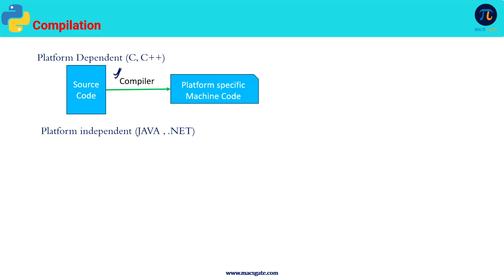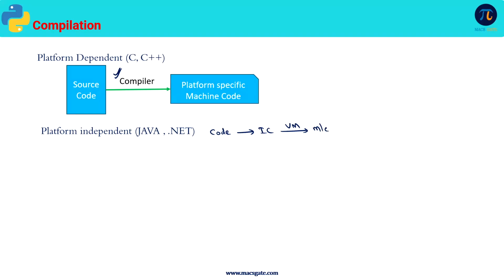Whereas in platform independent compilation, the compiler converts the source code into intermediate code. This intermediate code is a platform independent representation of the code. The intermediate codes are very simple instructions understood by the virtual machines. These virtual machines then execute the code on the target platform.